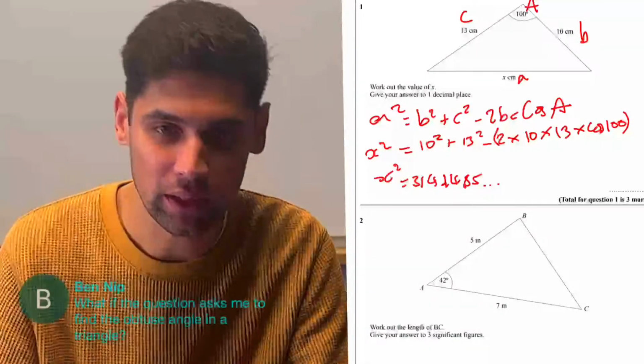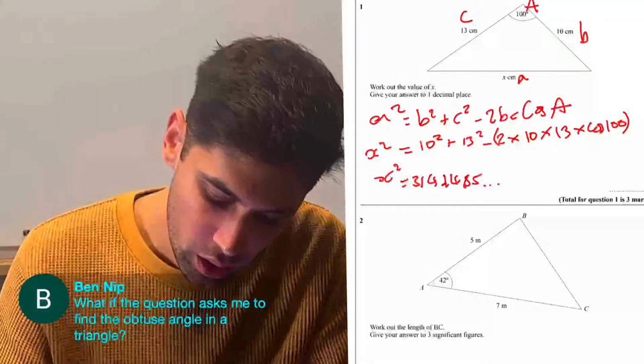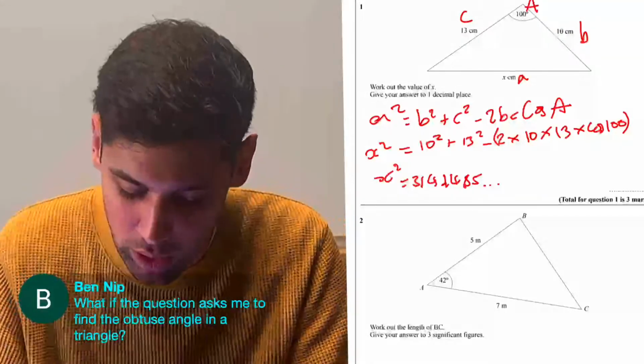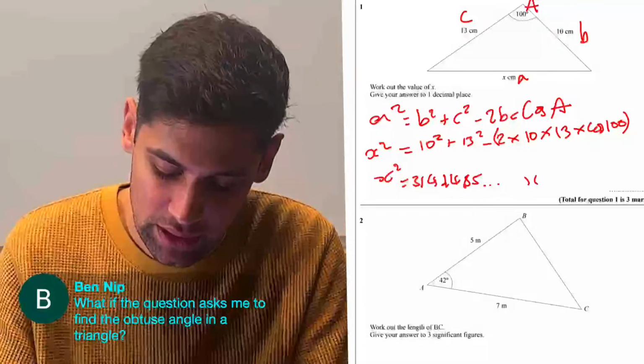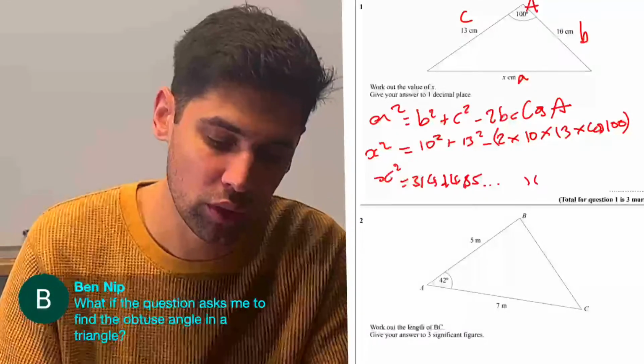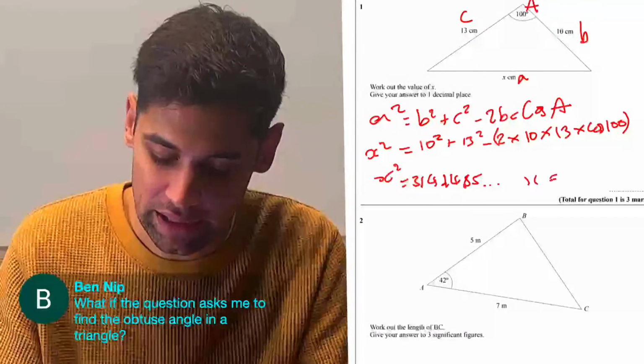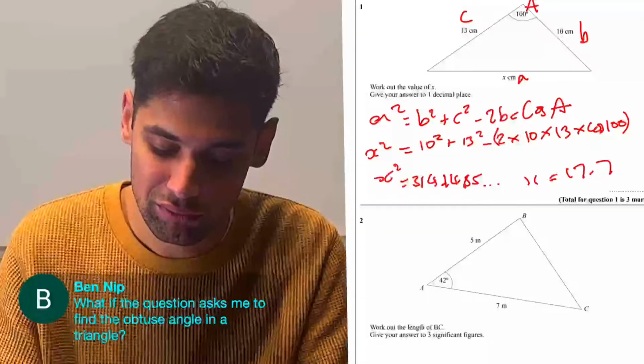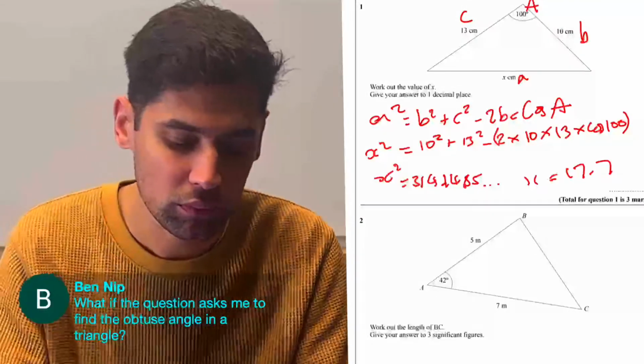This is x squared, all right? X squared, so we need to now find x simply by square rooting it. So x is going to be the square root of that, so you go square root answer equals, and it is 17.7 to 1 decimal place, which looks like it's right.